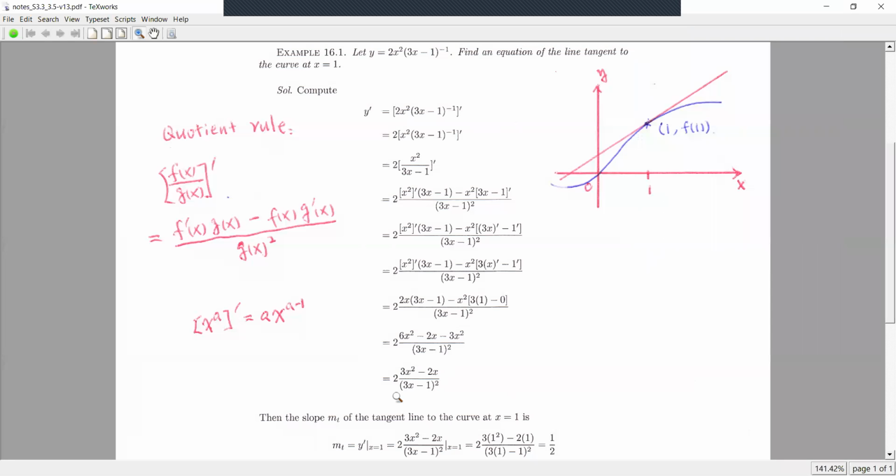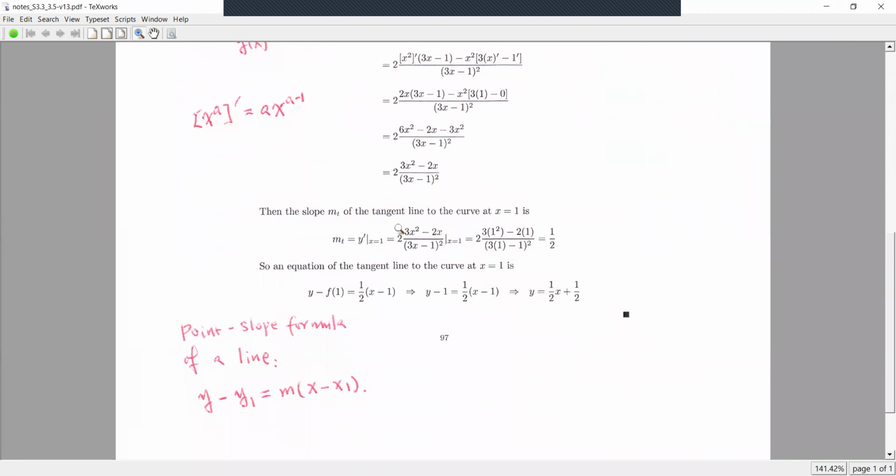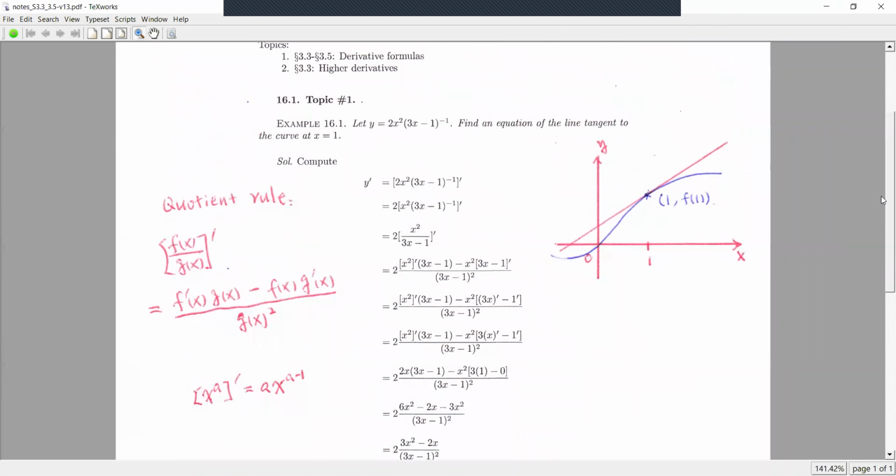After we compute the derivative of the function, we plug in 1 for x to get the slope of the tangent line at the point 1. The slope of the tangent line at the point 1 is 1/2. Now, about this tangent line, we have the slope, which is 1/2. And also we have this point on the tangent line. This point is 1, the function value at 1. The function value at 1 is 1.